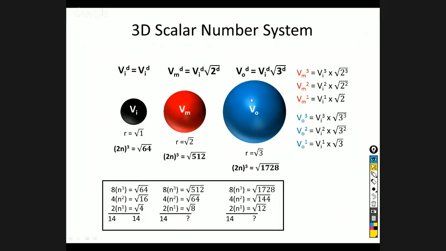And then to do the blue, we get the 1, 2, and 3 dimensions of the outer ball by multiplying the inner ball by first the one-dimension component by the square root of 3, and then the square root of 3 squared, and then the square root of 3 cubed will give us the volume. Multiply the square root of 27 times this, and you get 1728. So the square root of 64, or 8, times the square root of 27 gives us the square root of 1728.